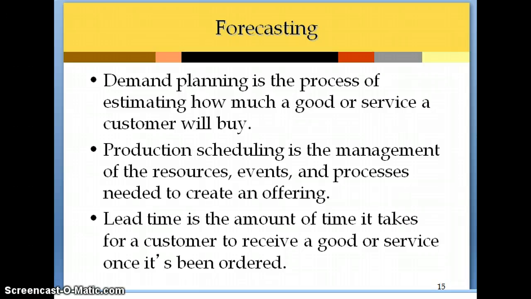Inaccurate estimates affect production scheduling, or the management of resources, events, and processes needed to create the offering. A product's lead time is the amount of time it takes for a customer to receive a good or service once it's been ordered. Things to consider when forecasting sales are the company's past sales, availability and price of materials to make products, competition, oil prices, shipping costs, economy, weather, and promotions planned.